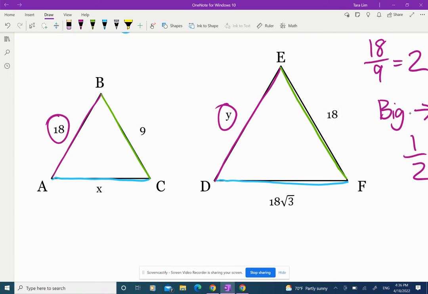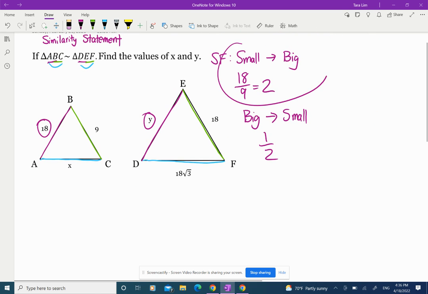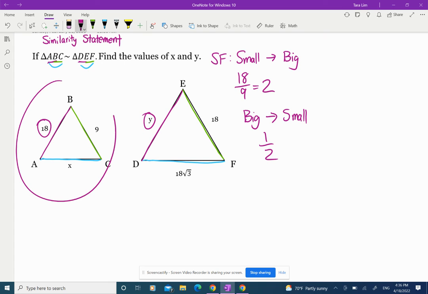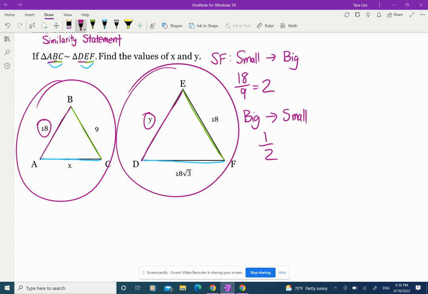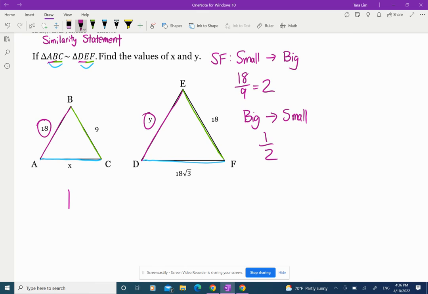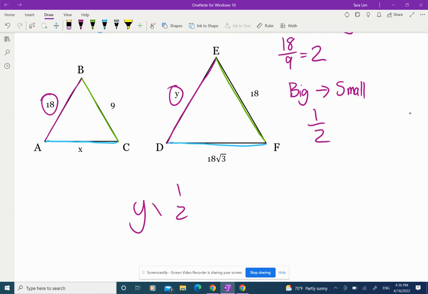First I'm going to focus on y. I'm going to use the scale factor from small to big. We know that this triangle is smaller than this triangle, so I know that side 18 times 2 is going to be equal to y because it's from small to big. But if you like to do it from big to small, you can do y times 1 over 2 is equal to 18. You can also do it that way, or you can use another way, which is cross multiplication.